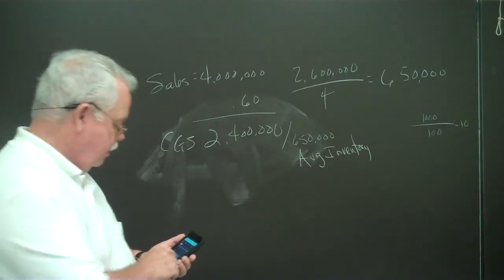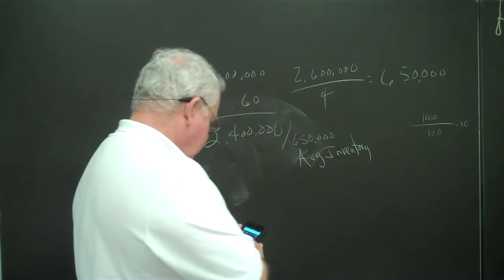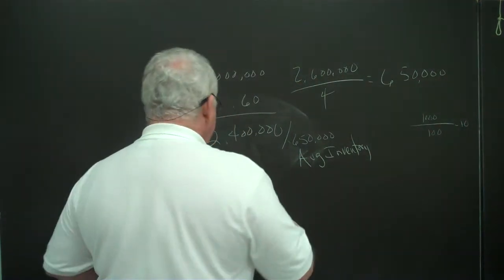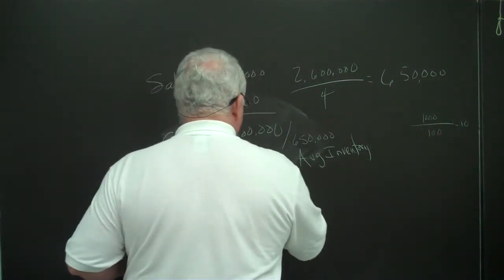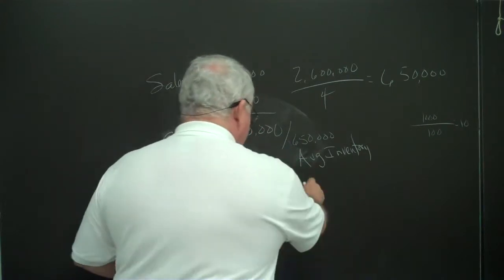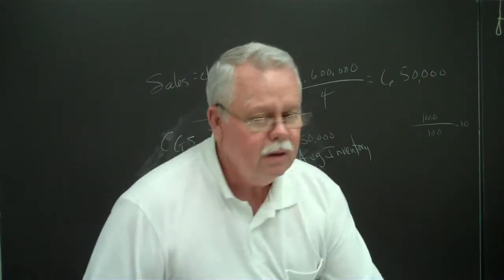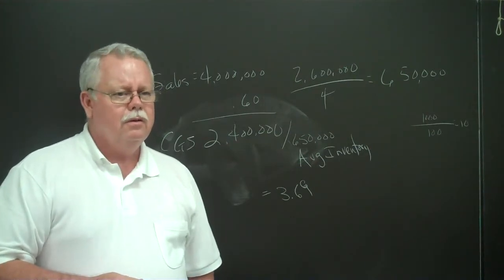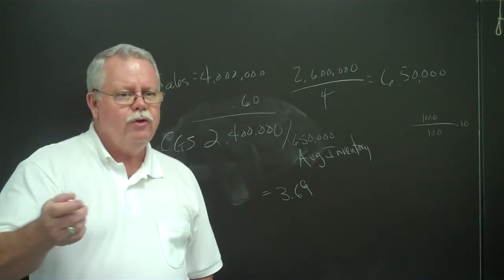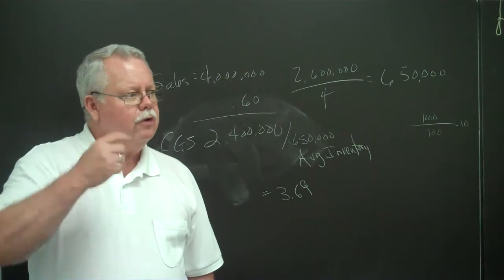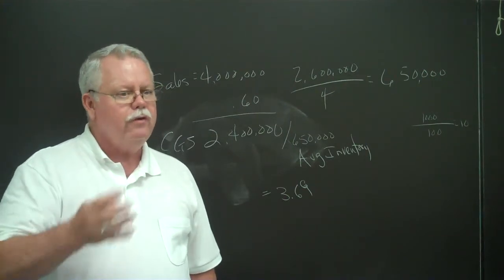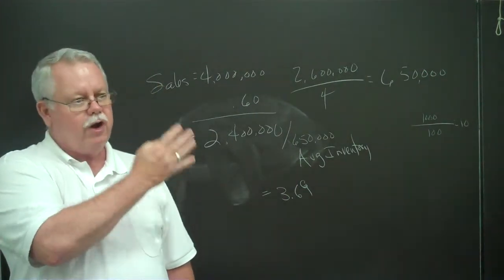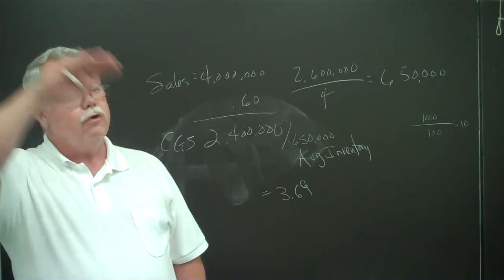3.69. That sounds about right. Yep. So we get a turnover of about 3.69. What does that mean, 3.69? As an absolute number, it's meaningless. But conceptually, what does it mean? It means we sold our inventory effectively 3.69 times in the course of 1 year.